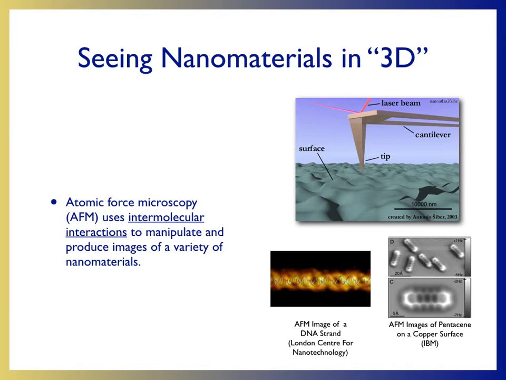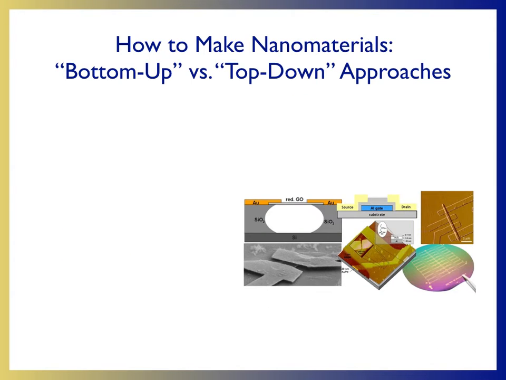These two types of microscopy show that many strides have been made to image smaller and smaller materials, driven by the pursuit of manipulating and imaging nanomaterials themselves. We now move on to how do we make nanomaterials. There are many different techniques used to make nanomaterials, but they fall into two major categories that each have their advantages and disadvantages.